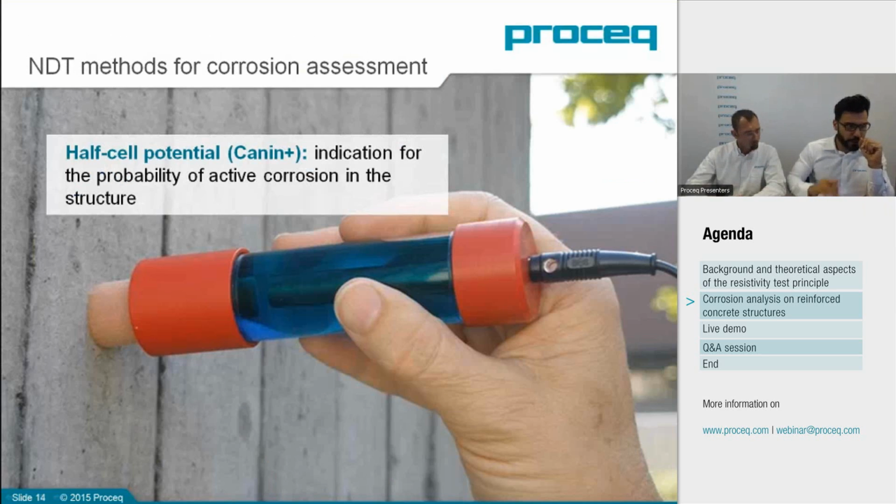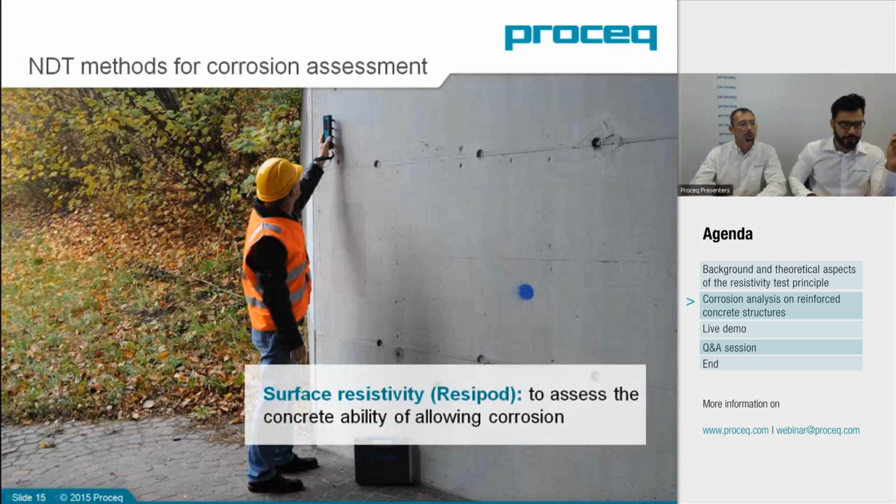When it comes to assessing corrosion, we have our NDT methods, which we're going to highlight here, and then we can have some direct methods. If you look at the NDT methods, one of the most commonly known is the half-cell potential, the Canin one. What it does is give you an indication of the probability of active corrosion in the structure that you're trying to inspect.